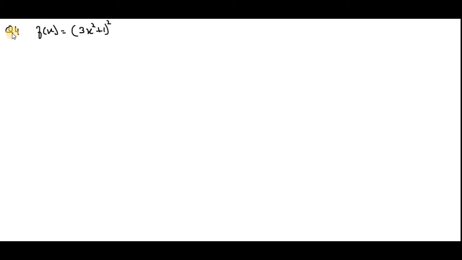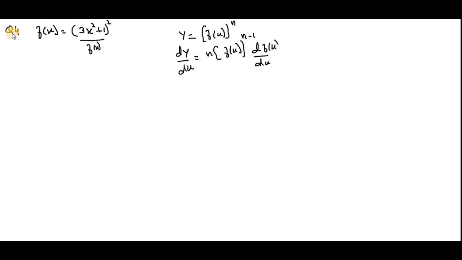Now question number 4. Here we are going to use power rule, and this is your function f of x. So the formula that we will use will be y is equal to f raised to power n. When we take the derivative, dy by dx is equal to n f of x raised to power n minus 1 and derivative of function which is f dash of x. This is actually the power rule for the function.